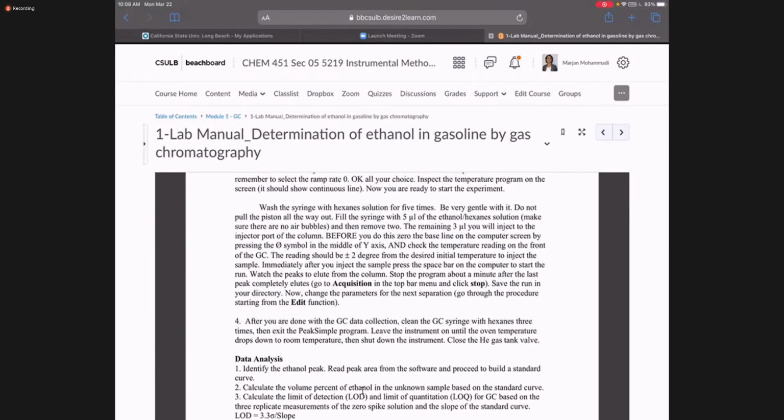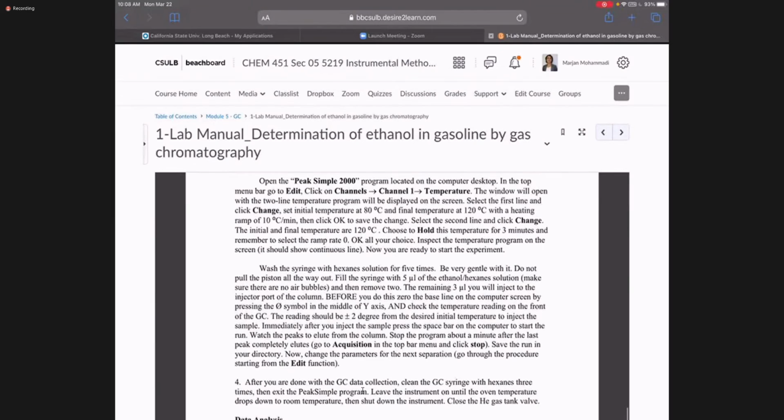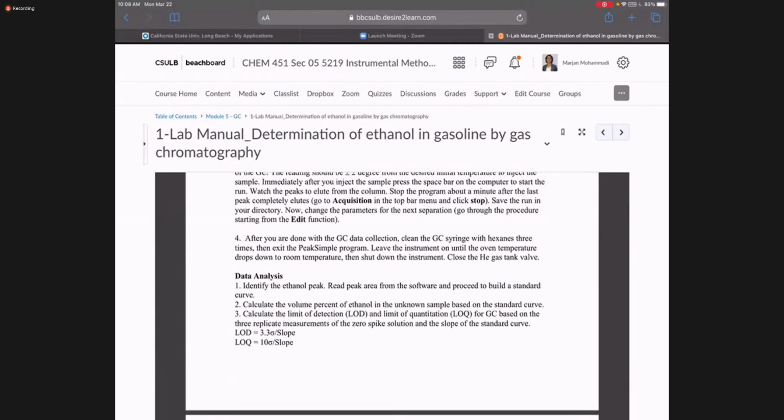Pretty easy solution making. And then we were running all those solutions, each solution 3 times. You will see that in the data set. For example, just the blank, which is only hexane, the solvent that we have, 3 times, and then each sample 3 times to collect the data. And then we were done with collecting those, and then you are going to have the peaks and get ready for the calculation.